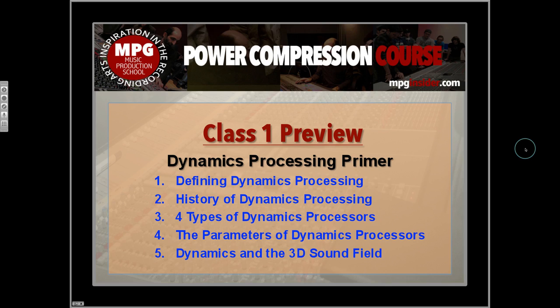We'll get into this in much more vivid detail in the actual class. So that's the Class 1 preview. Let's move on to Class number 2.